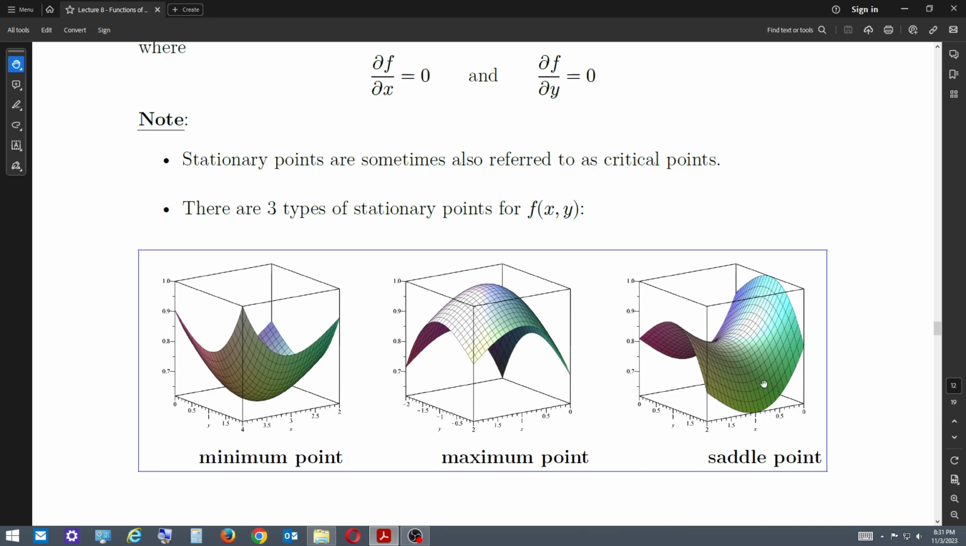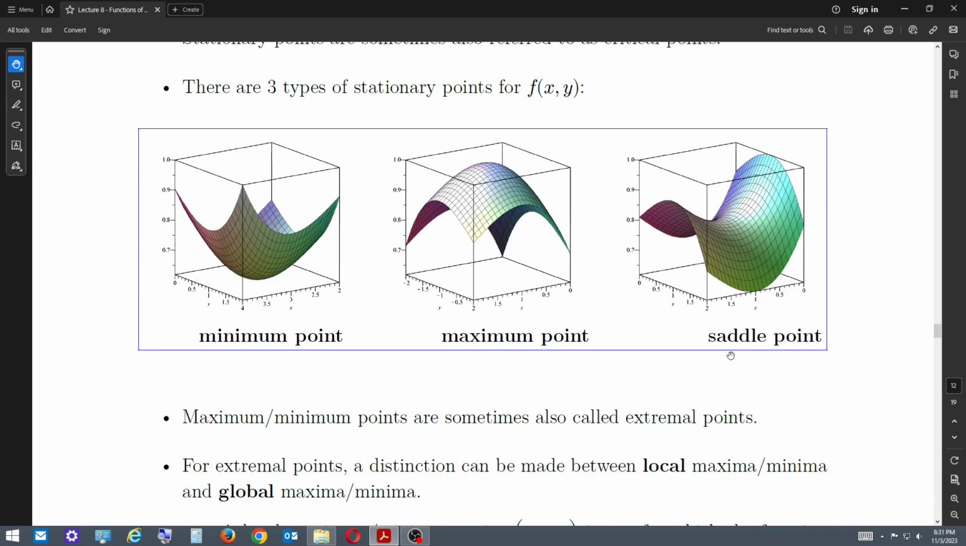Now with the saddle point, depending on your point of view, suppose I was looking at this surface from this direction, then you would see that it could be curving like a minimum point, whereas if I rotate it, it looks like a maximum point. In fact, what is happening is this is neither. From one direction it looks like one type of point, but from another direction it looks like a different type of point. So we call that a saddle point, mainly because it kind of looks like a saddle.